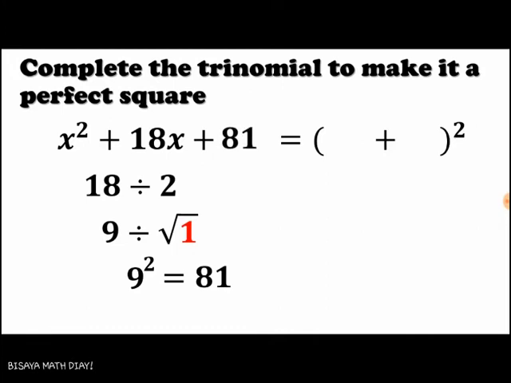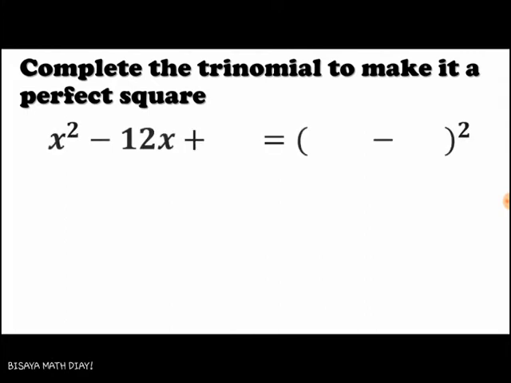What is the first term of the binomial? Basically, that's x, square root of the first term sa trinomial. And then the second term is 9 from the square root of the third term. So, that's it. So, the second one, x squared minus 12x plus blank, that is equal to minus.